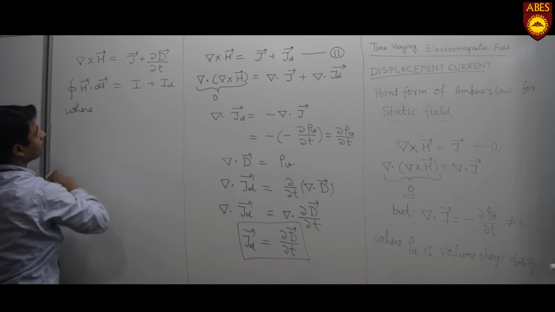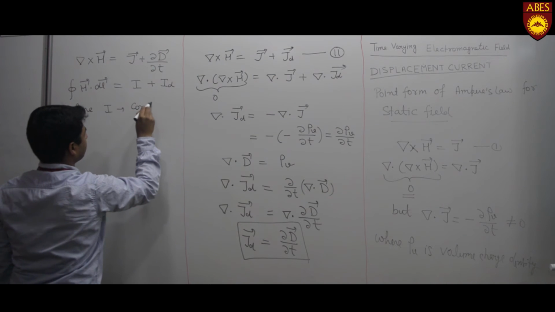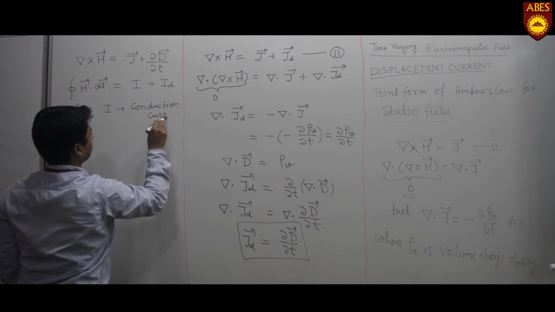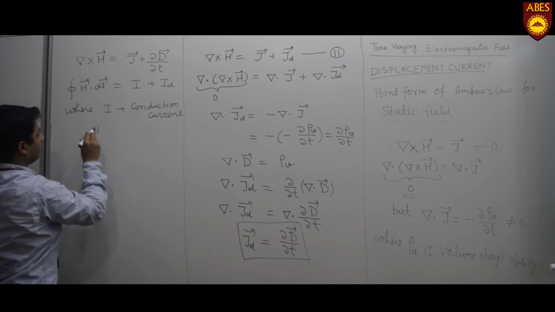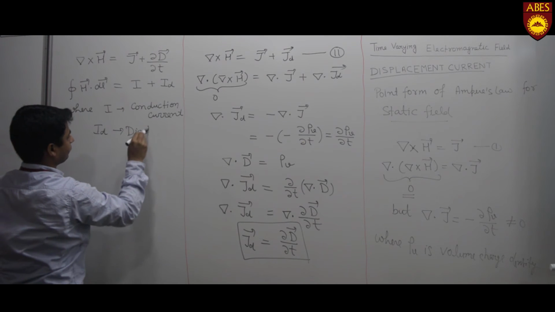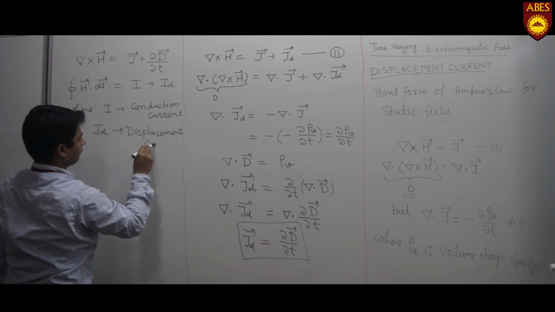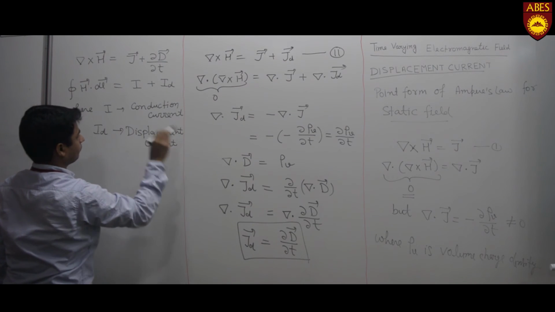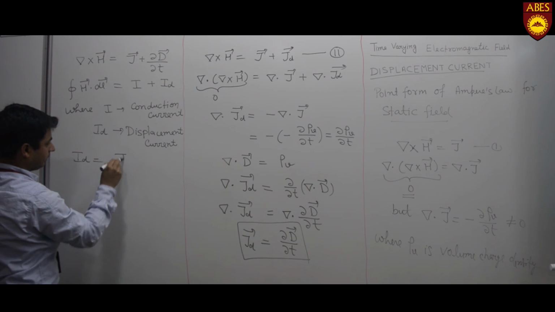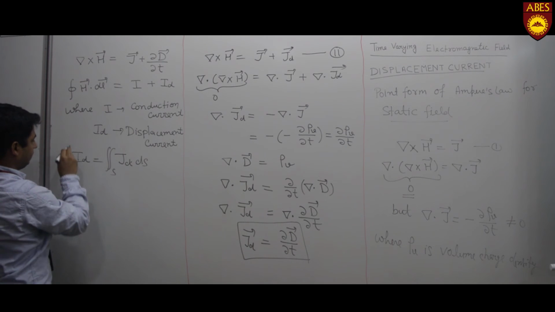where I is the conduction current and Id is the displacement current. And Id can be written as the integral of JD dot ds.